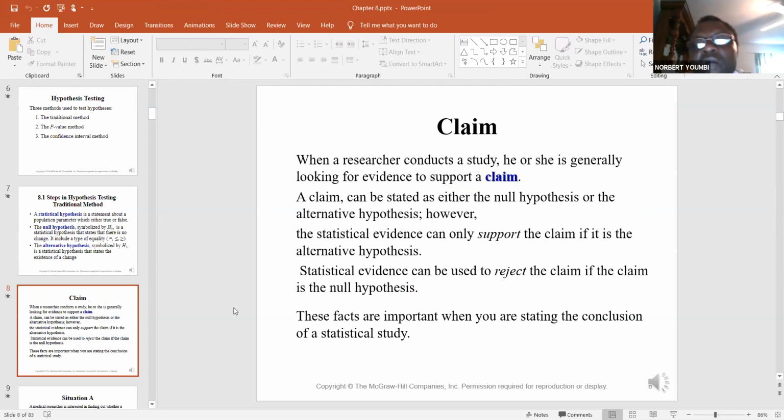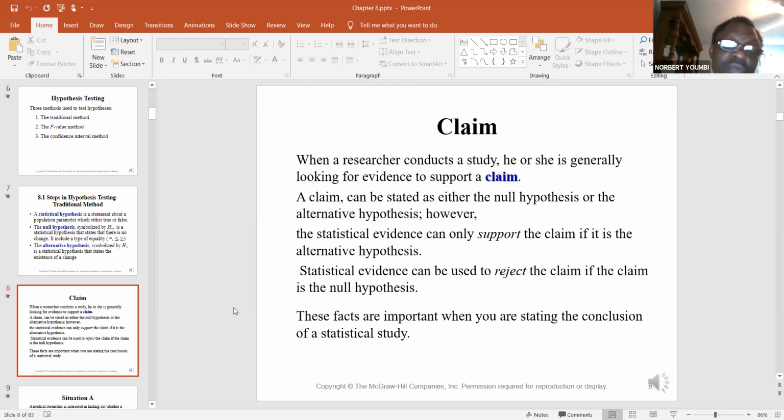So when a researcher conducts a study, he or she is generally looking for evidence to support a claim. A claim can be stated as either the null hypothesis or the alternative hypothesis. However, the statistical evidence can only support the claim if it is the alternative hypothesis. The statistical evidence can be used to reject the claim if it is the null hypothesis. These facts are very important when you are stating the conclusion in a statistical study.